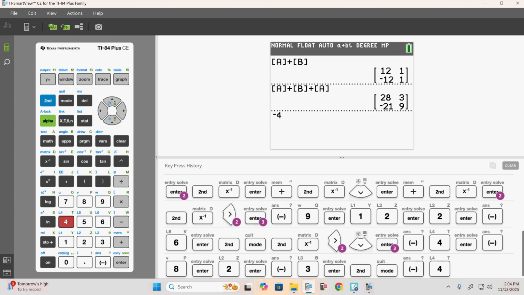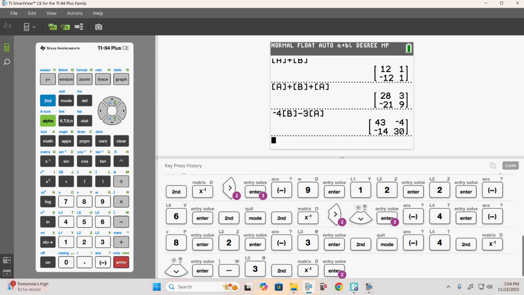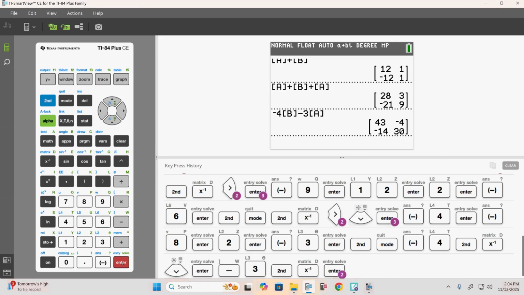We have negative 4 second matrix B minus 3 second matrix A. 43, negative 4, negative 14, 30. Isn't that the same thing we got? So especially when we start doing multiple matrices with addition, subtraction, and scalars, starting throwing a lot in, the calculator starts becoming a little bit faster, yes? Yeah. Questions on this here?